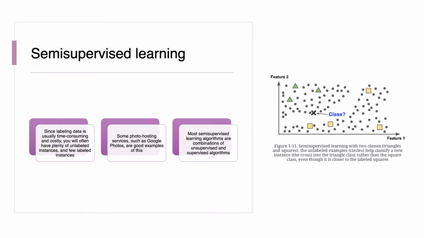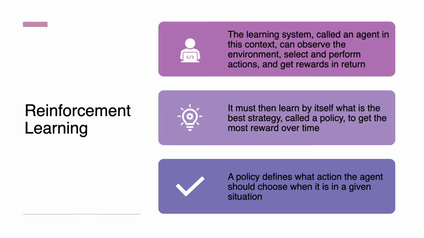Most semi-supervised learning algorithms are combinations of unsupervised and supervised algorithms. For example, deep belief networks (DBNs) are based on unsupervised components called restricted Boltzmann machines (RBMs) stacked on top of one another. RBMs are trained sequentially in an unsupervised manner, and then the whole system is fine-tuned using supervised learning techniques. Reinforcement learning is a very different beast.